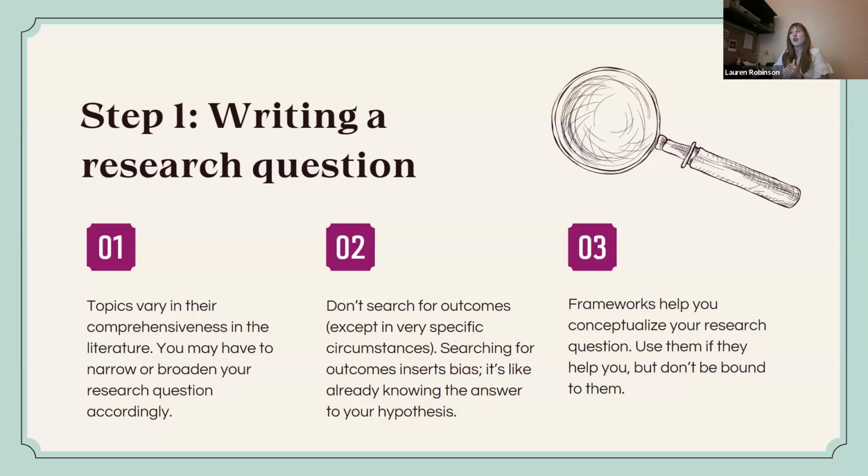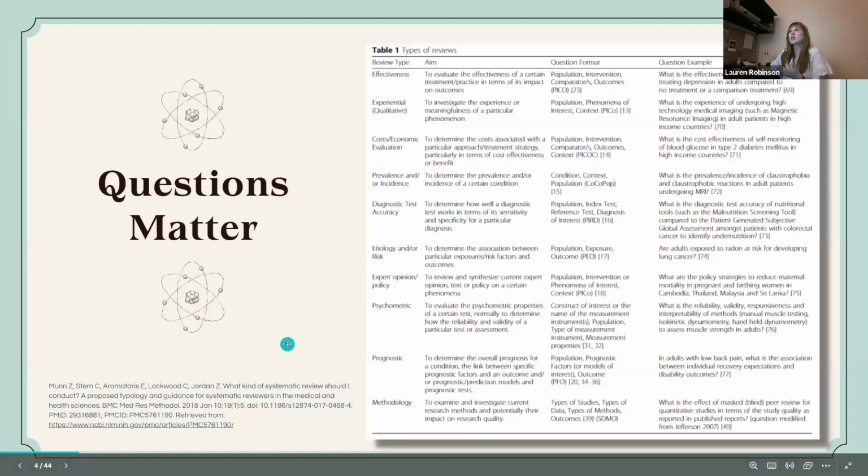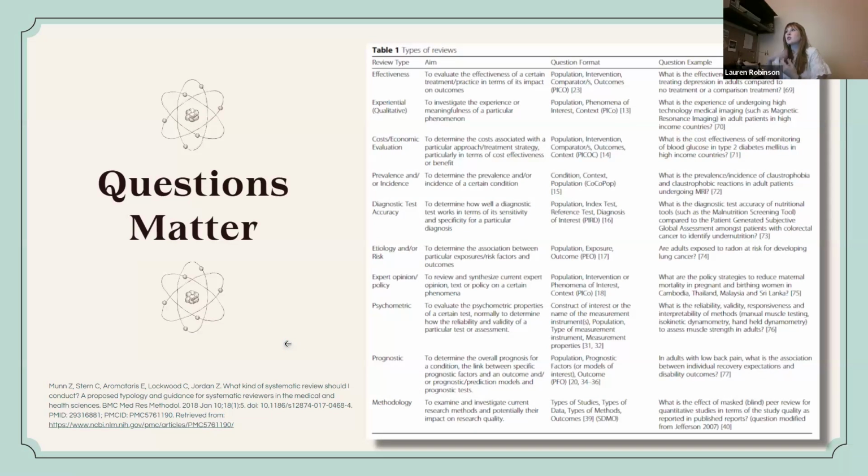I'm going to talk some about frameworks today. These are really helpful in helping you conceptualize your research question. You don't have to be bound to them. So your questions matter, and there are different types of questions. This is from an article talking about different types of reviews, whether it's systematic reviews or scoping reviews, and it breaks down different frameworks to use.